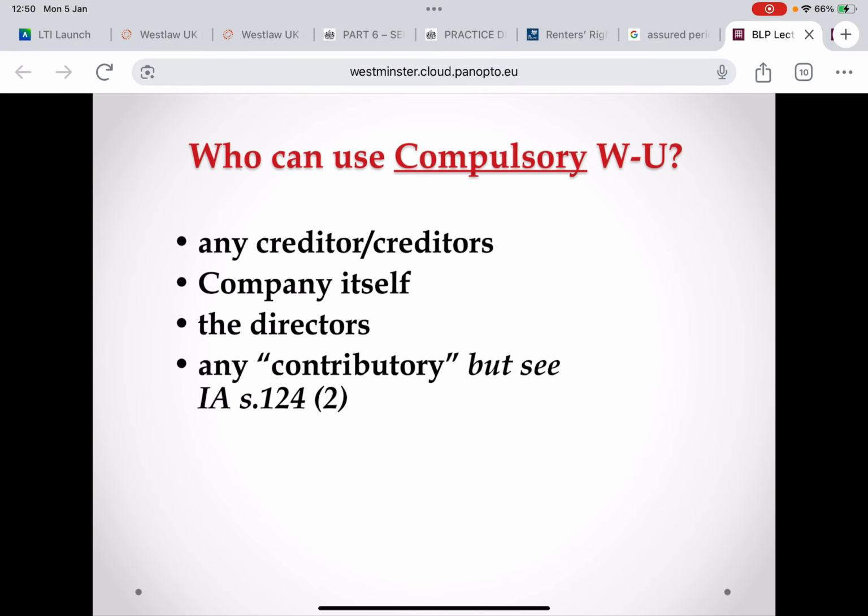Absolutely fine. Who can use the compulsory winding up procedure? Well, the law's got a bit to say about this because it makes references to any creditor or creditors. It makes references to the company's directors, to the company itself. The reference there to contributory is essentially a reference to the company's shareholders. But for our purposes, this is most likely to be a procedure adopted by an ordinary unsecured creditor of the company in financial difficulties.